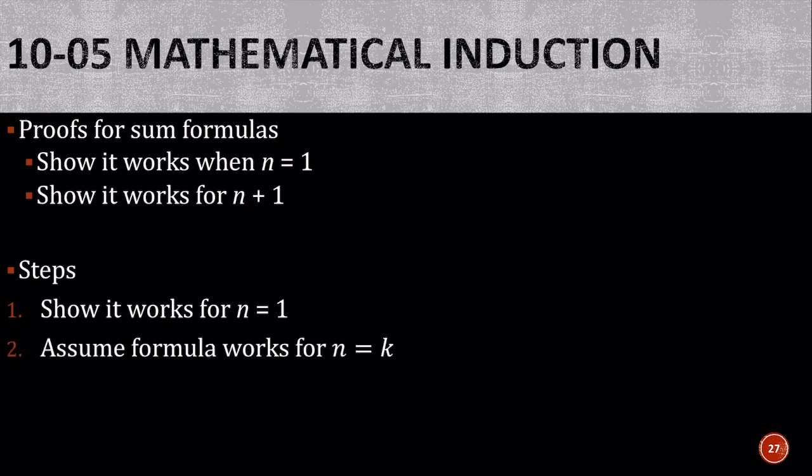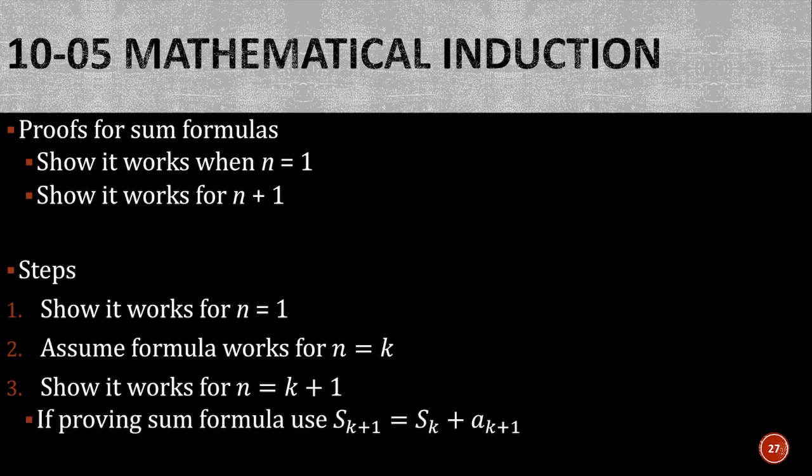Step 2, we're going to have to make an assumption that the formula works for any value. So we're going to say it works when n equals k. And then we'll show it works for n equals k plus 1. So we're just saying if it works and then it works for the next number, k could be 1, and so then it would work for the second one and then the third one and so on.